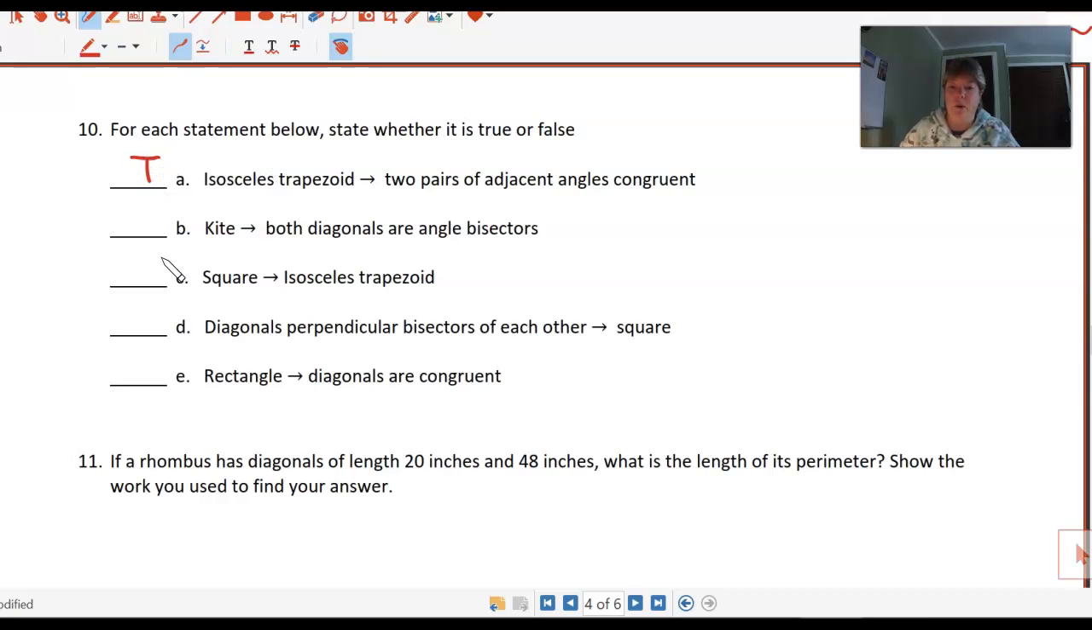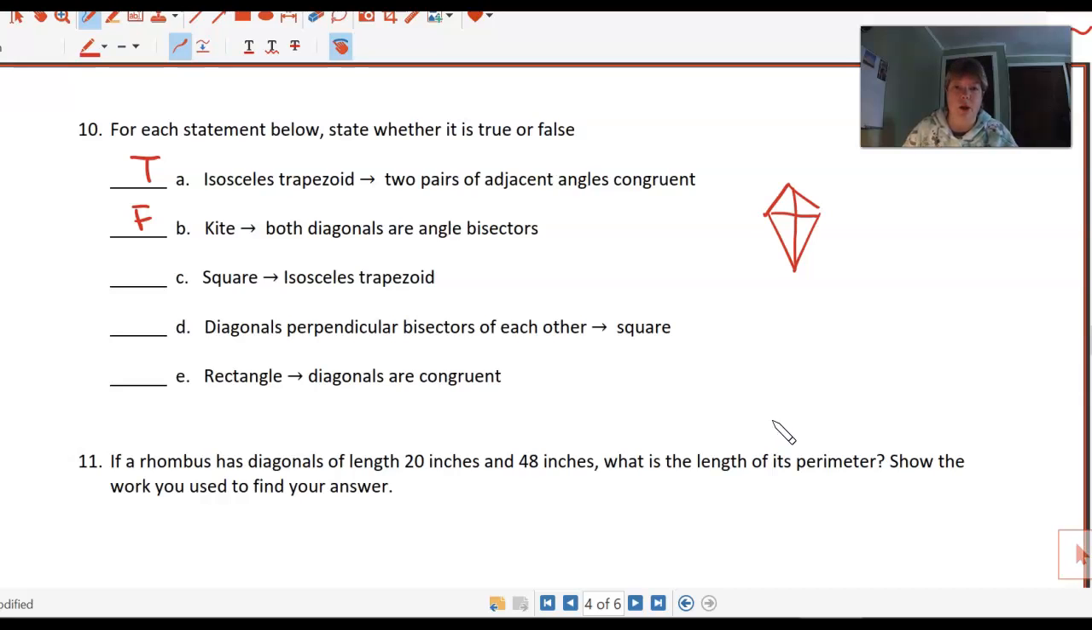And then for a kite, both diagonals are angle bisectors. This one's false. Only one of the diagonals is an angle bisector. So if you think of your kite as sort of this up and down this way, this diagonal will be an angle bisector, but this one will not. So this is false. If something's a square, does it have to be an isosceles trapezoid?